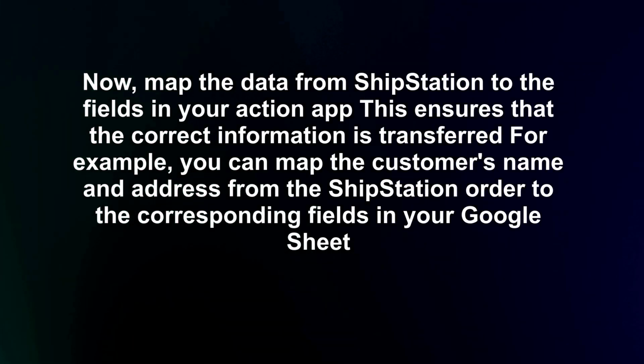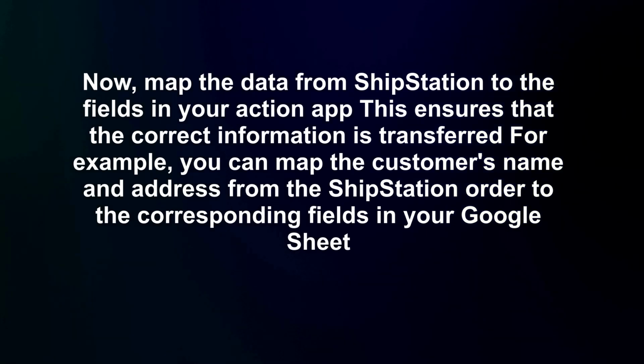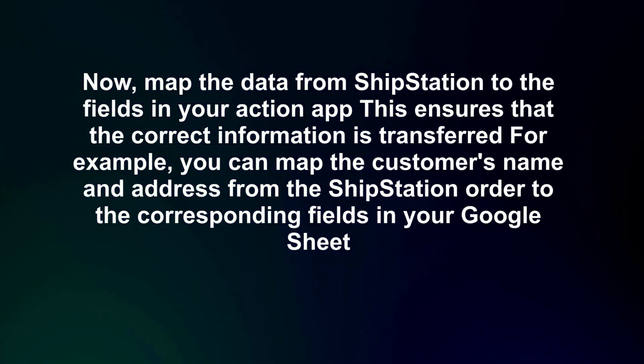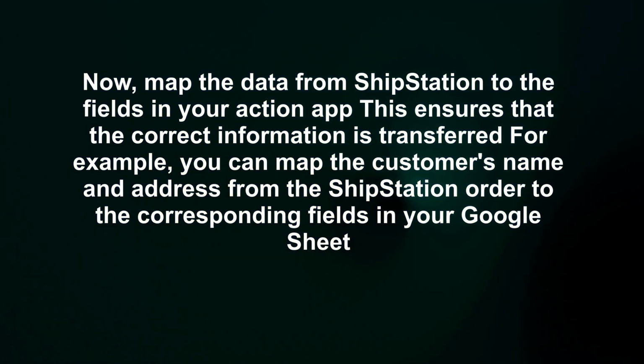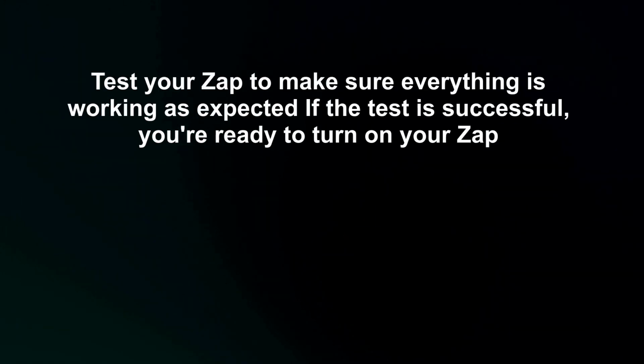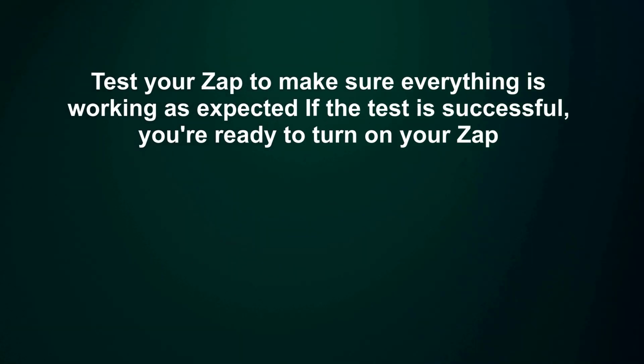Now, map the data from ShipStation to the fields in your action app. This ensures that the correct information is transferred. For example, you can map the customer's name and address from the ShipStation order to the corresponding fields in your Google Sheet. Test your Zap to make sure everything is working as expected.